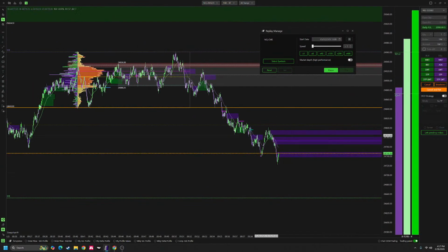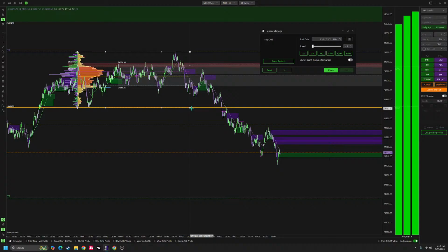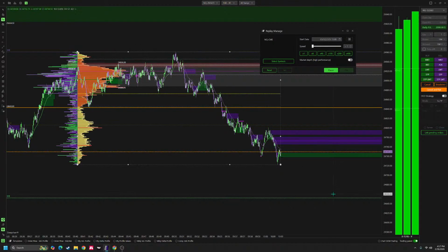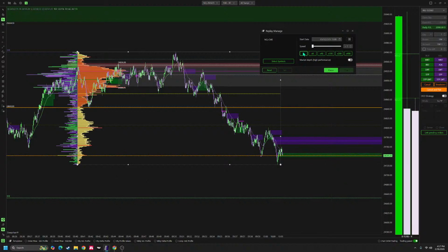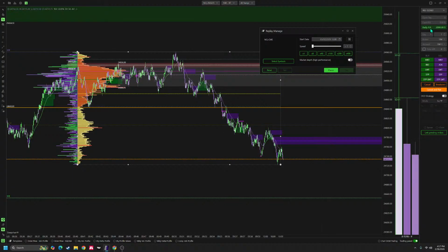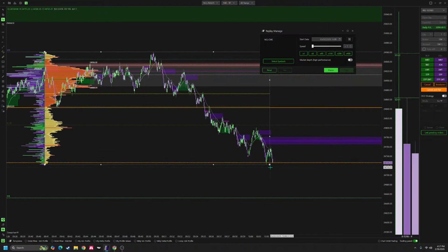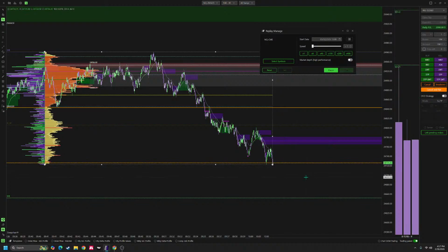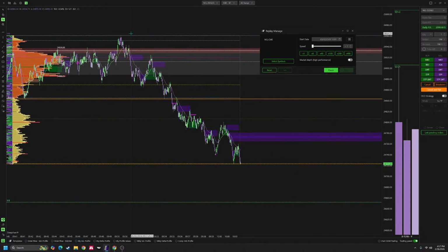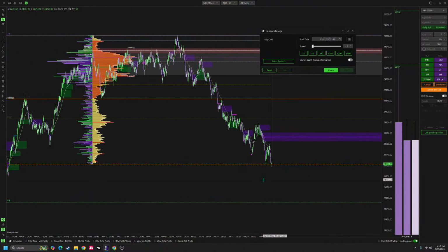So complete opposite of yesterday's. I was reading the action well, and today I'm just getting destroyed. Just getting destroyed. Done by 10 a.m. We're down about 1,000 on the day. We'll just wait for our next setup. So I was just early on that retracement.